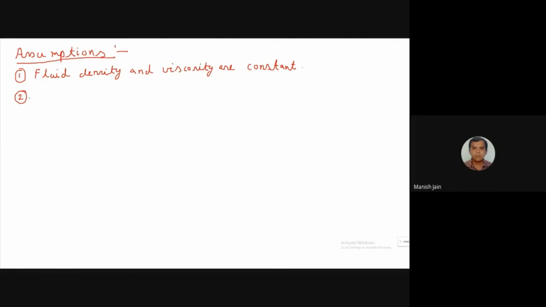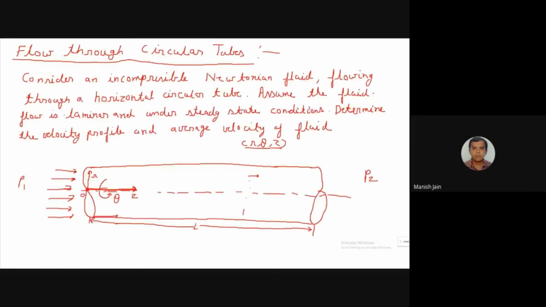The second assumption which we have to take is that the system is in steady state. This is the second assumption, that your system is in steady state. So what is the meaning of steady state? It is given in the problem that your system is in steady condition. So what is the meaning of steady state? Anyone?